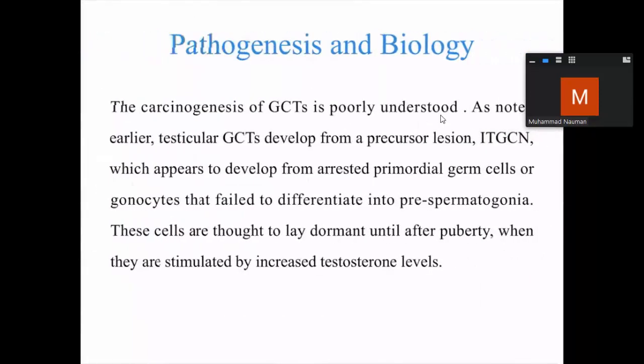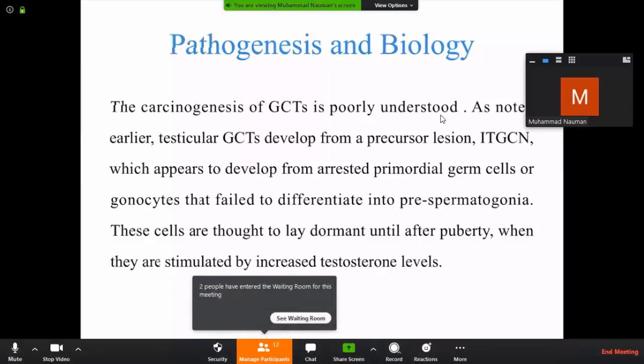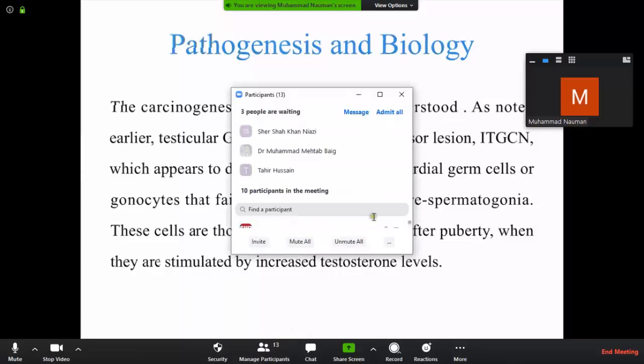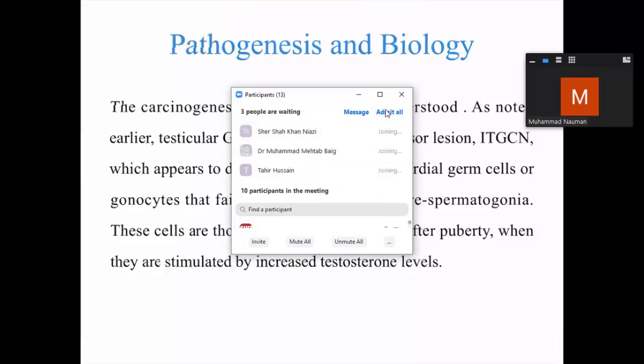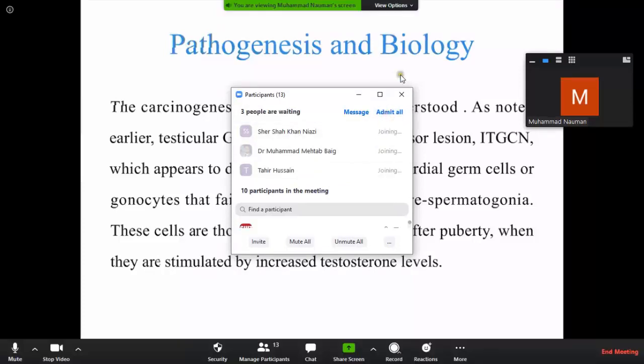Now the pathogenesis and biology. The carcinogenesis of germ cell tumor is poorly understood. As noted earlier, testicular germ cell tumor develops from a precursor lesion, intratubular germ cell neoplasia. It appears to develop from arrested primordial germ cells or gonocytes that fail to differentiate into pre-spermatogonia. These cells are thought to lay dormant until puberty, when they are stimulated by the increased testosterone level.